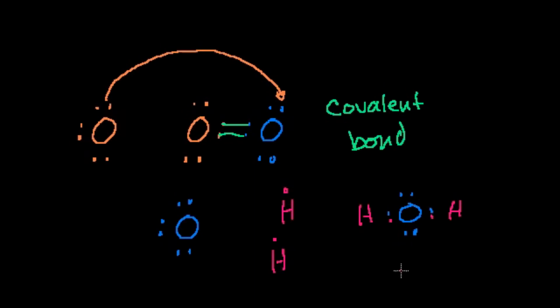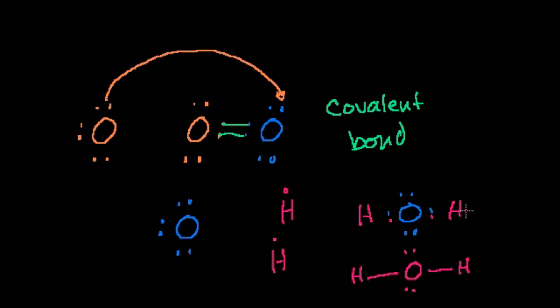Another way we could have written this, and I think I did this in the last video, is like this, where each of these lines involves 2 electrons. These are equivalent statements. But in this situation, oxygen is more electronegative than hydrogen. It wants the electrons more than hydrogen. So the electrons are going to spend more time around oxygen than they will around hydrogen.